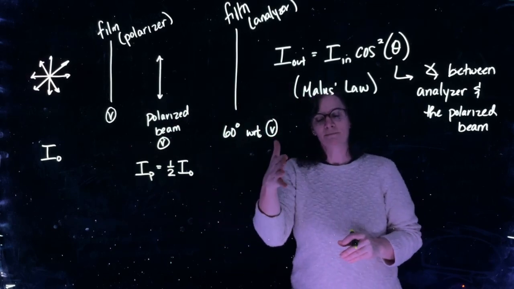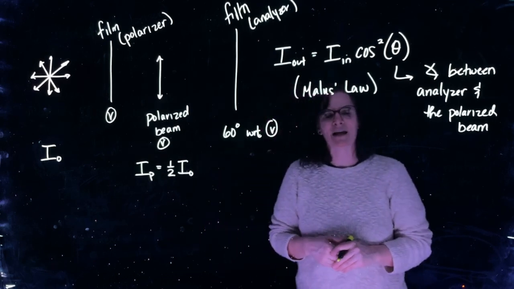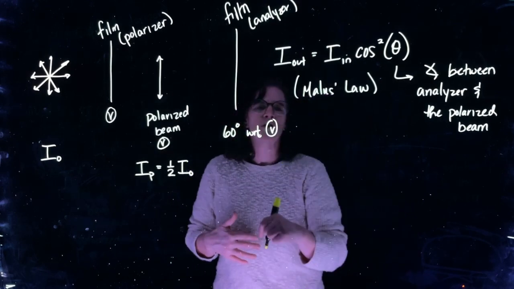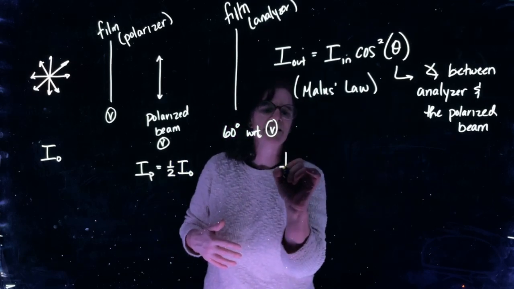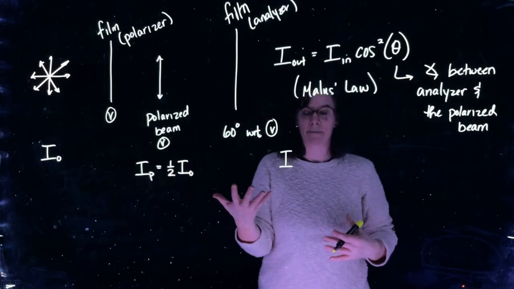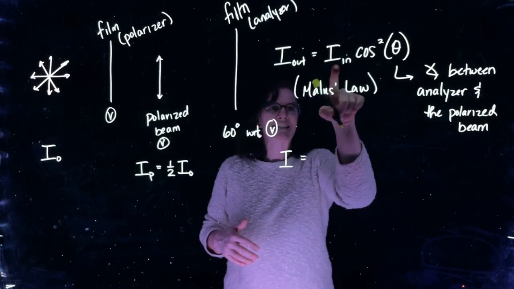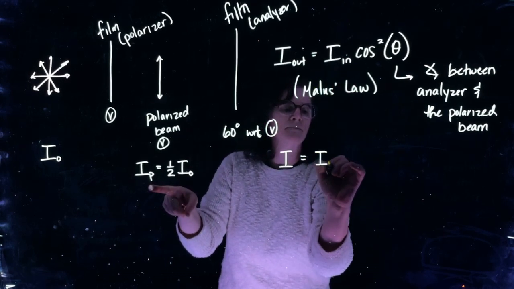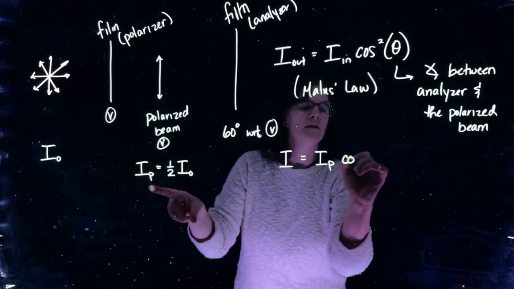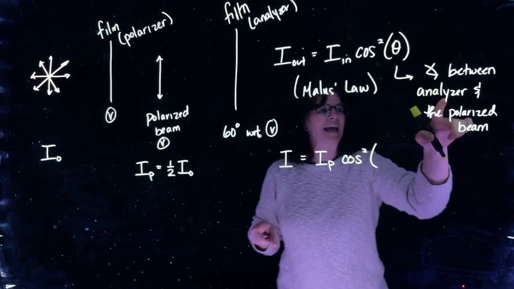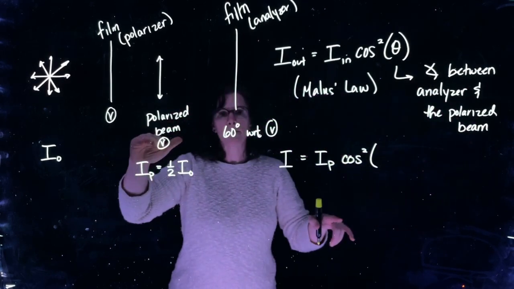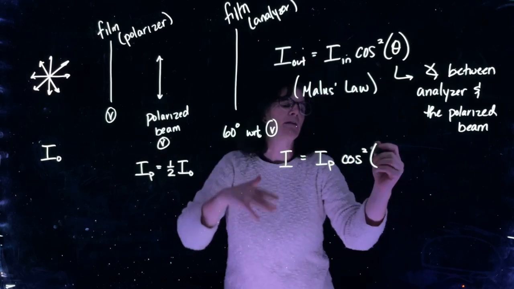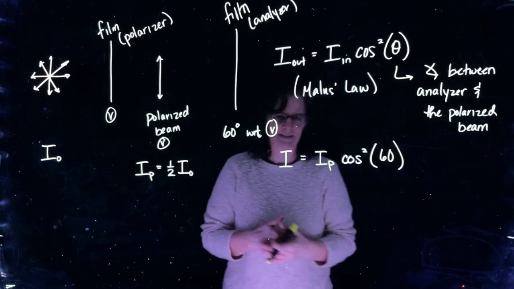Now we're going to use Malus's Law to determine the intensity through this analyzer that's orientated at 60 degrees. So looking at Malus's Law, we want to know what is the intensity of the light I'm interested in. I'm just going to call that I. That's going to be equal to the intensity in, which is the light coming in, my polarized light, times the cosine squared of the angle between the analyzer and the polarized beam. I know that that polarized beam is vertical. I've said that this is 60 degrees with respect to the vertical, so this is 60 degrees.